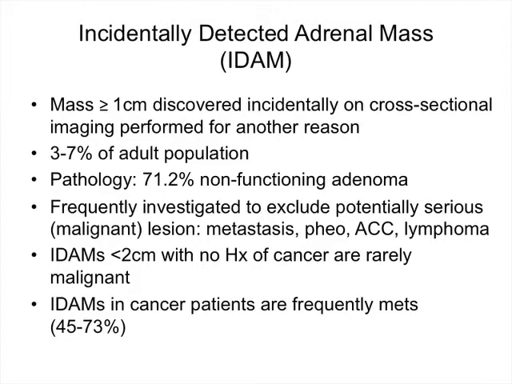The majority of them are benign non-functioning adenomas and myelolipomas. Clinicians frequently request that they be investigated so that more aggressive lesions, including Mets, pheos, cortical carcinomas, and lymphomas, can be excluded. In the absence of a history of malignancy, the majority of benign appearing incidentally detected masses that are less than 2 to 3 cm are in fact adenomas. However, with the patient having a prior history of malignancy, the incidence of metastatic disease becomes very significant, particularly if it's a new adrenal lesion that's seen in follow-up after treatment of a primary malignancy elsewhere.